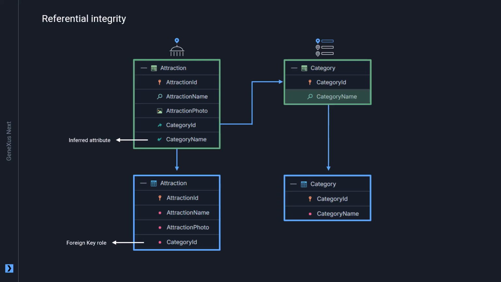Based on these relationships between entities, GeneXus adds all the necessary code to both transactions to ensure referential integrity is always enforced.